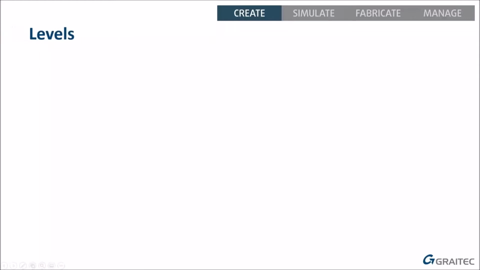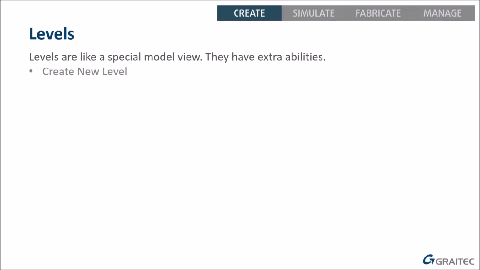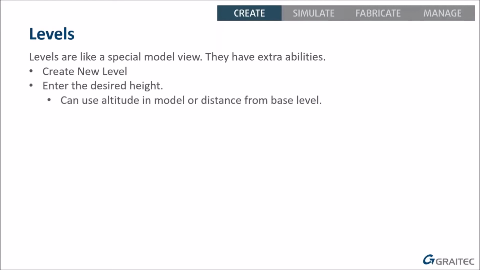So that's model views, the basic, quick, rapid overview of model views. But there's a second type of model view, a special type of model view called a level. What's that all about? Well, levels are like special model views, and they have extra abilities beyond what model views can do. So again, inside Project Explorer, you'd click Create New Level. You enter the desired height. So these are all levels.